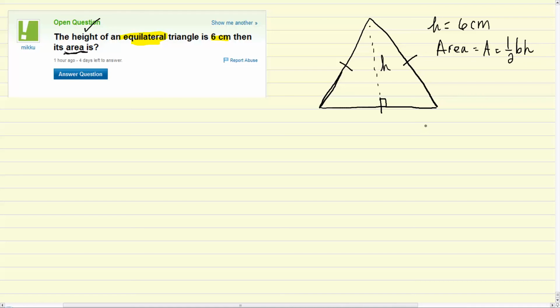Now, we've already got the height. That means we're just left with finding the base. So, what do we know about equilateral triangles that might help us find that? Well, first of all, equilateral triangles, in addition to having equal sides, also have equal interior angles that are 60 degrees each.